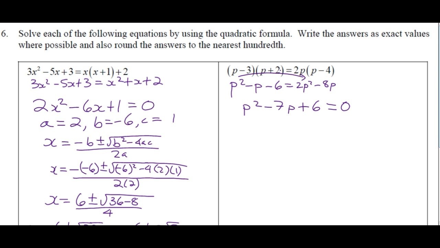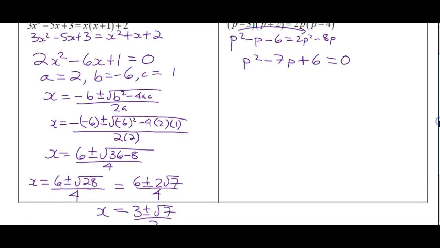Okay. I'm going to use the quadratic formula, so we identify a, b, and c. A is 1, right? If there's no number in front of the x squared or the p squared or whatever, it's a 1. C is 6. Write down the formula. Humming in your head. Pop goes the weasel. It's okay if somebody walked by and you're all sitting there writing a test humming pop goes the weasel.